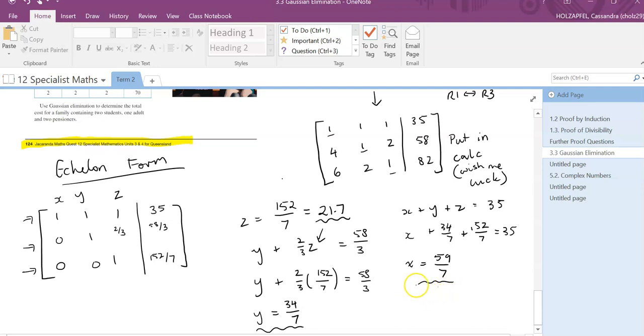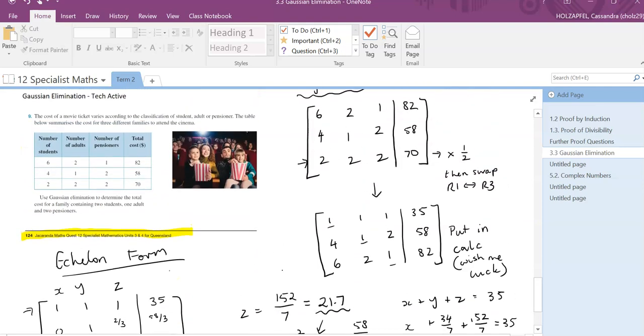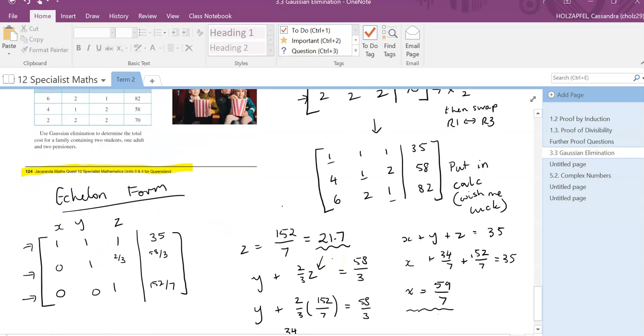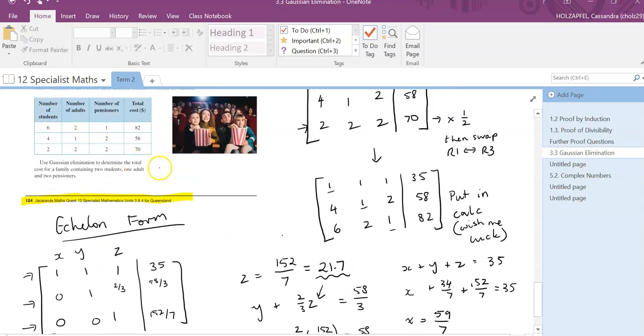So I didn't actually do this in the last video, and I kind of wish that I had because I don't think I got the correct solution. So what I want to do is go back and double check that those solutions are correct. And you can do that by substituting into that original expression. So let's just be pretty rough with this. If I have 6 students and 2 adults and 1 pensioner, I should get a value of $82. So what was the price for the students? What did we work out x to be? So x we worked out to be 59 over 7.